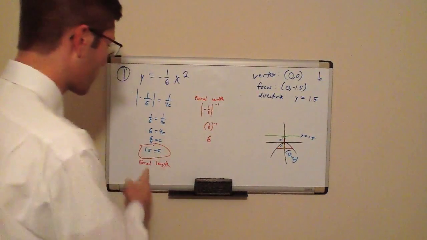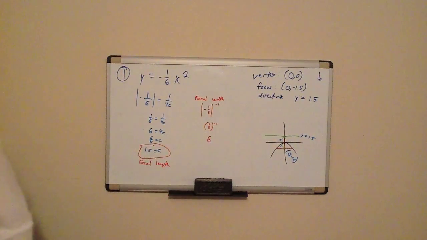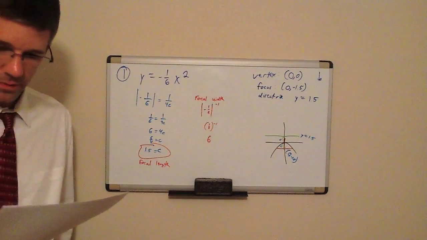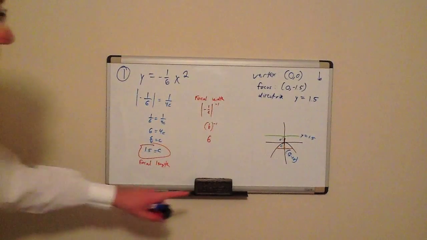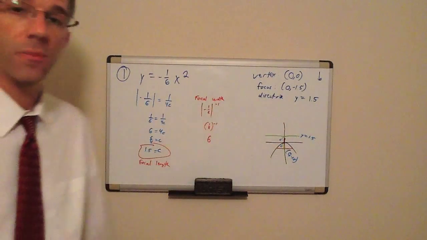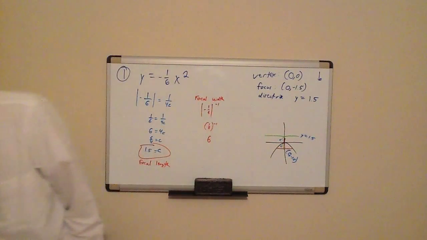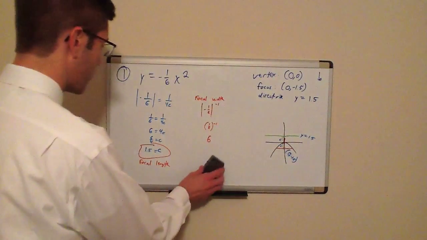So we found the focal width, the focal length. We found everything they asked us to find, did we? Yeah, we did. They didn't ask us to find the focal length, but that's okay because we needed it for that stuff. So there's number 1. We're going to hit number 3 next because we're hitting the odd ones. Pause this if you need to.